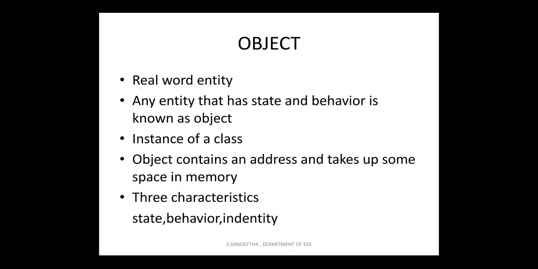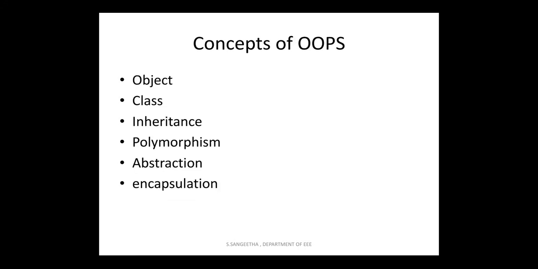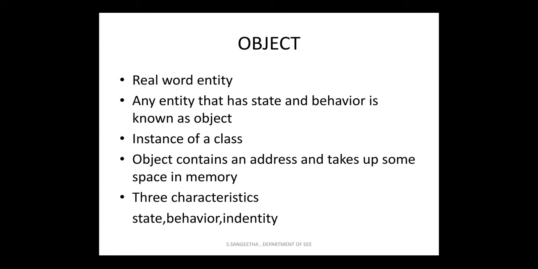Next one, the three characteristics of an object. There are three characteristics of an object. The three characteristics are state, behavior and identity.